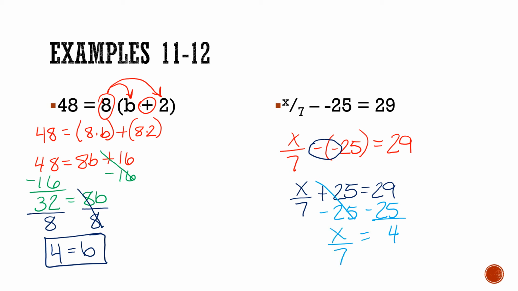Remember that x over 7 means x divided by 7. So the opposite of dividing by 7 would be to multiply by 7. Those cancel each other. So if we multiply by 7 on this side of our equation, we have to multiply by 7 on this side, which leaves us with x equals, and 4 times 7 is 28. So x equals 28.